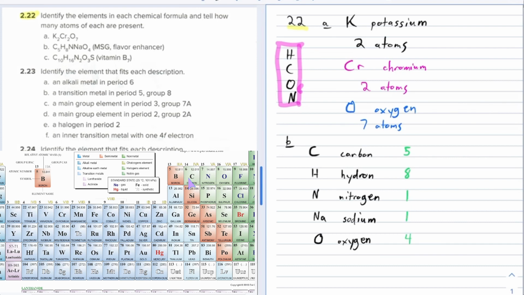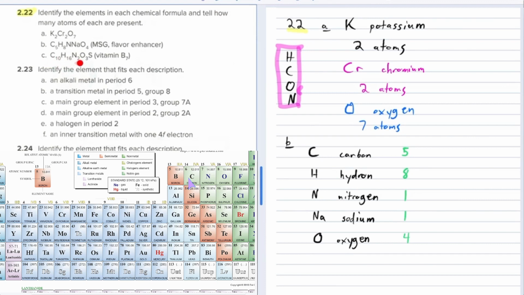And I think you can hit the last one yourself, C. That B is a formula for MSG, flavor enhancer. Very tasty stuff. And then C is the formula for vitamin B7.